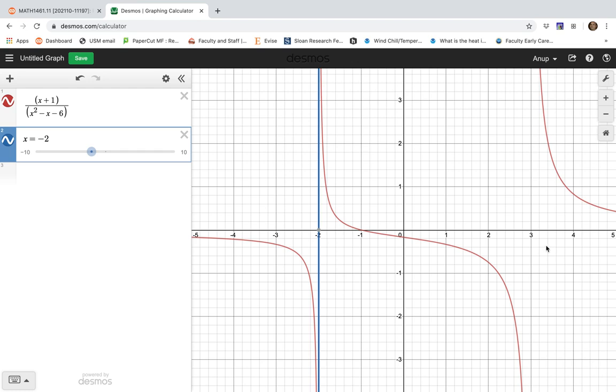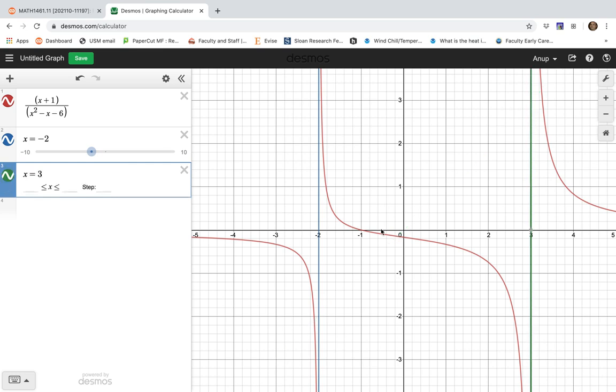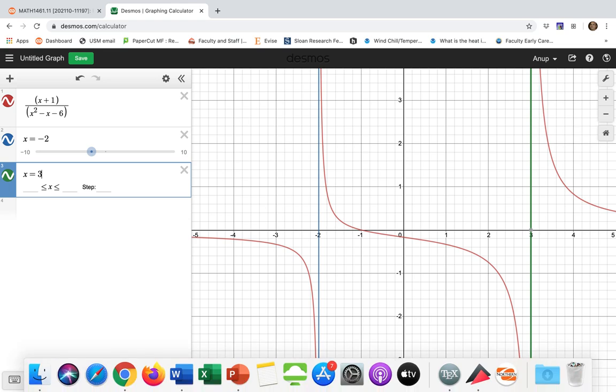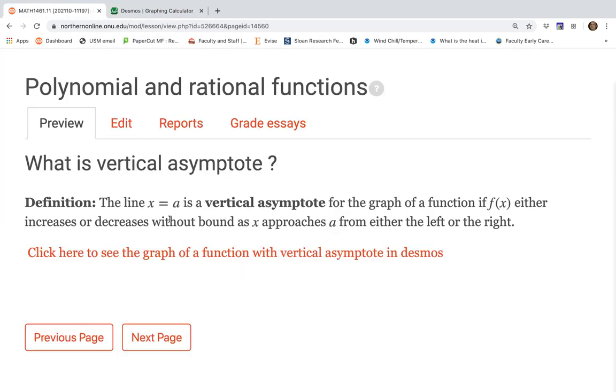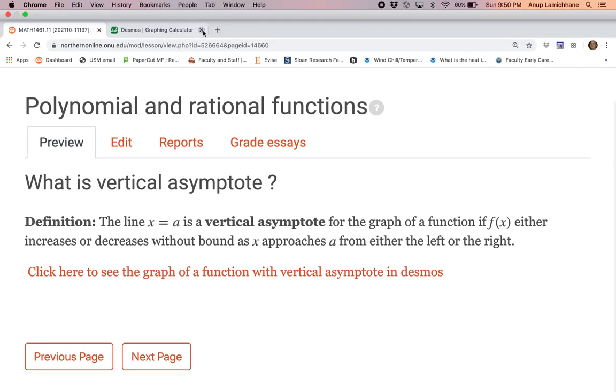All right, you might have noticed somewhere over here, when x is equal to, let's say, 3, we can clearly see that even at this location, whenever we go closer and closer to 3 from the left hand side, the curve is getting smaller and smaller. It's decreasing without bound, right? That's why the line x equal to 3 is said to be a vertical asymptote. So this is a nice example. Do you want to see some more examples?